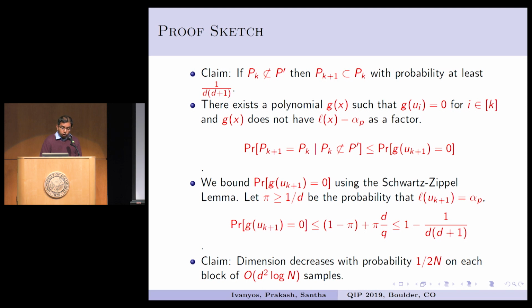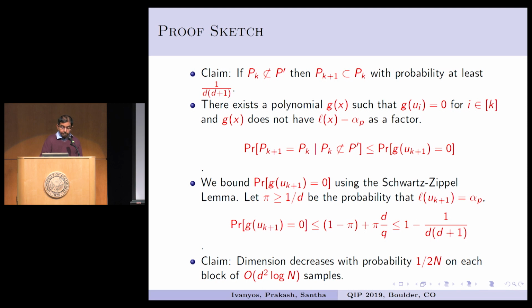The implication P_k not in P prime means that there is a polynomial g(x) such that g(u_i) is equal to 0 for all i up to k, so it vanishes on the first k samples, and g(x) does not have l(x) minus alpha p as a factor. So the probability that P_(k+1) is equal to P_k is at most the probability that g(u_(k+1)) is equal to 0. And it's this probability that we can bound with the Schwarz-Zippel lemma. So to bound it, let's condition on l(u_(k+1)) equal to alpha p and expand this probability out.